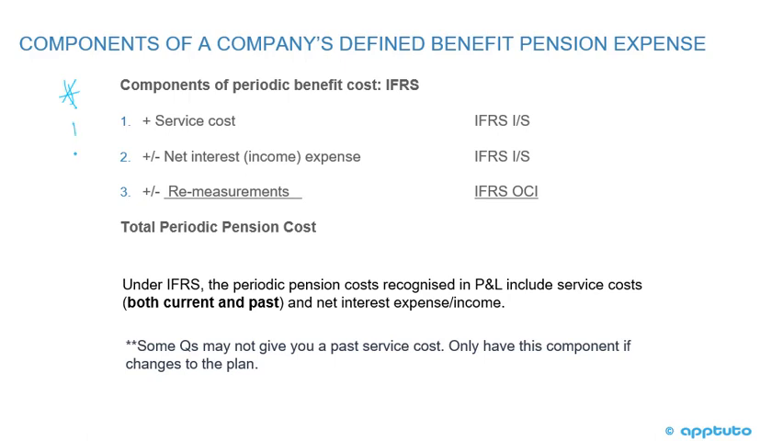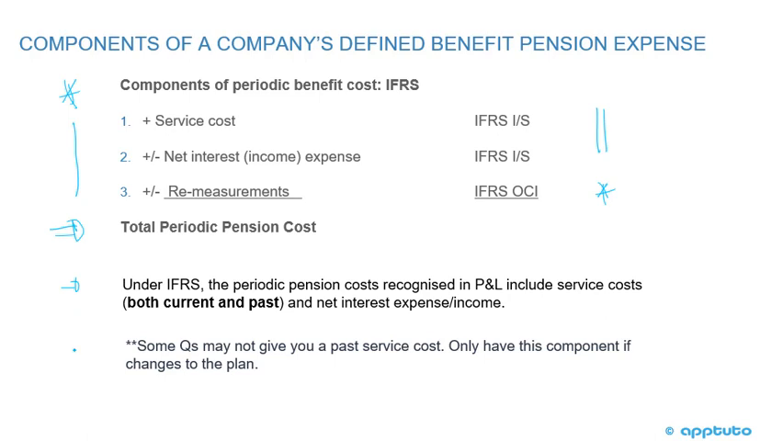There's three components, which is the service cost, plus or minus the net interest income expense. Both of those show up on the income statement, okay? And remeasurements show up under the other comprehensive income. So service costs, plus or minus net interest income, plus or minus remeasurements, we call that the total periodic pension cost.